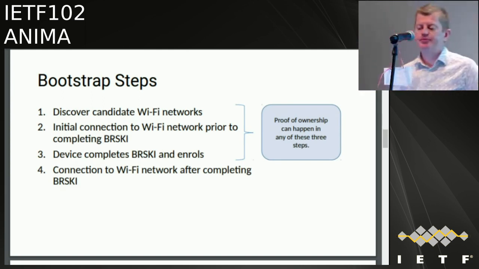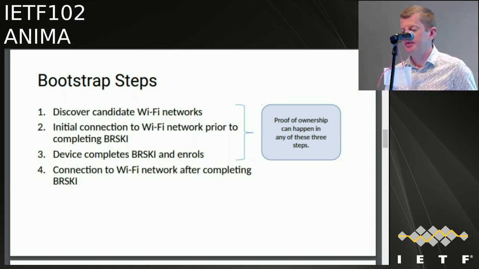So the high-level bootstrap steps: the device discovers candidate Wi-Fi networks to connect to. The device does an initial connection to the Wi-Fi network prior to completing Brewski. At this stage, the device only has an IDevID available to it. The device completes the Brewski flow and enrolls, and then the device may have to reconnect to the Wi-Fi network now it's been credentialed. And we want to do proof of ownership, and depending on which solution we chase, proof of ownership could happen at any of steps 1 to 3. And there's multiple different technical solutions falling across multiple different standards bodies for how we could do proof of ownership.